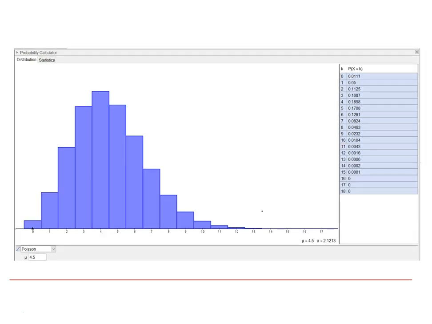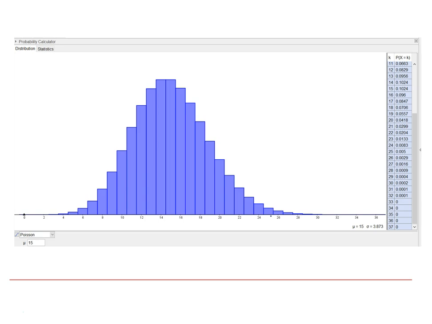When we increase our value of lambda to 4.5, the skew isn't quite so obvious, but you can still see a bit of a tail here. And once we reach the point where lambda is now 15, you can see that you almost have a symmetrical bell-shaped curve, as you perhaps have come across with the normal distribution, although of course here our distribution is discrete.